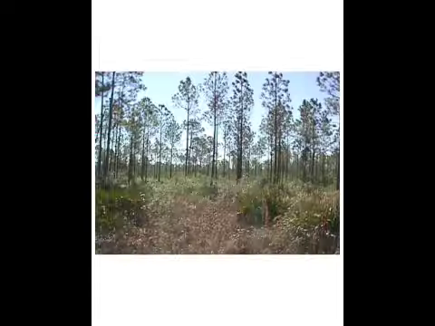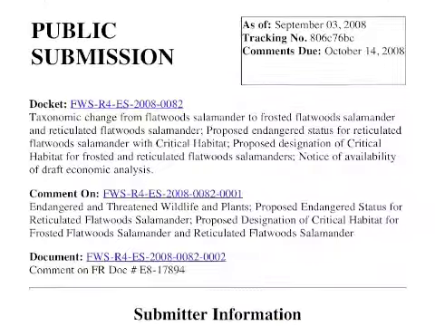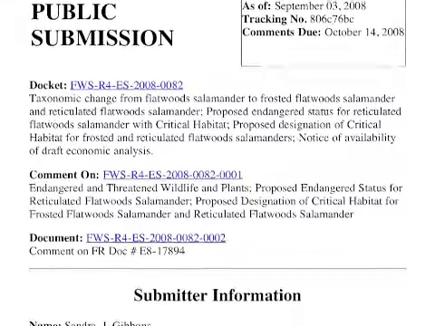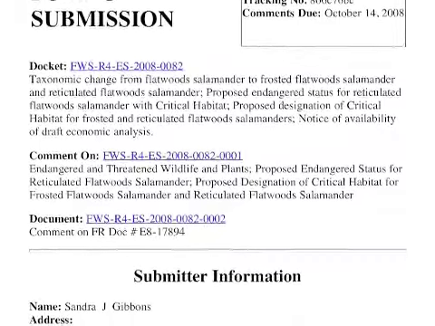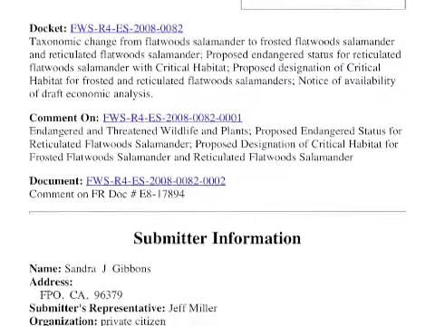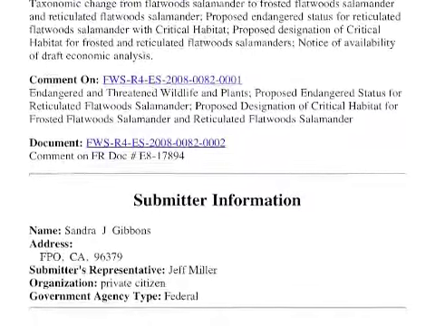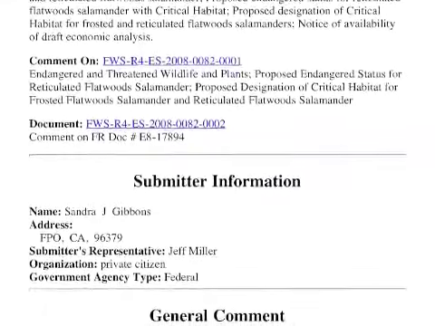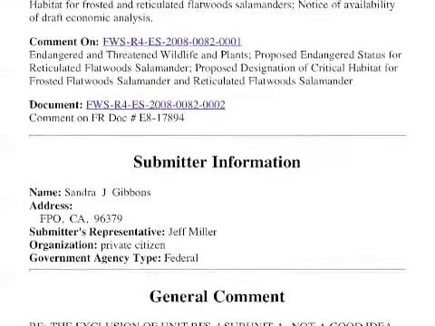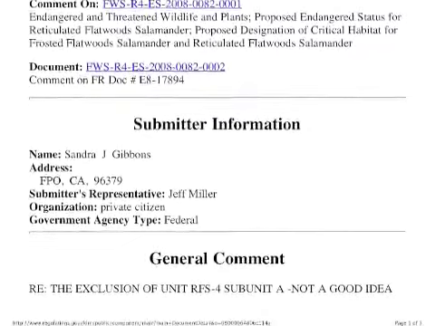And here are all the comments you can see. One comment is just a photograph that you can click, which is part of the area that one person thinks should be included in that designated habitat. Here is a full public submission by someone who wrote essentially a letter. You see the submitter's information here from Sandra Gibbons talking about her views on the designation of the habitat for the frosted flatwood salamander. And down at the bottom you can see her general comment is summarized, and then we'll see the whole thing. You see down below, the exclusion of unit and subunit A, not a good idea.